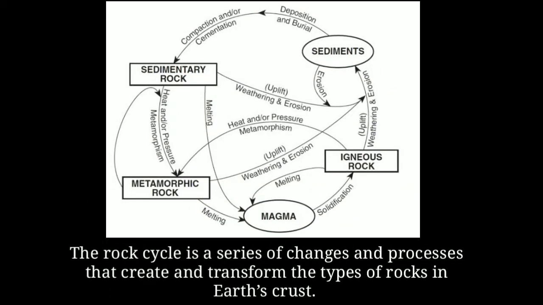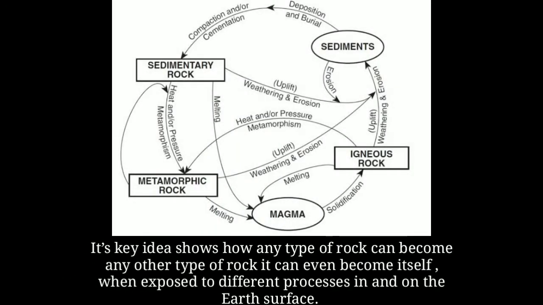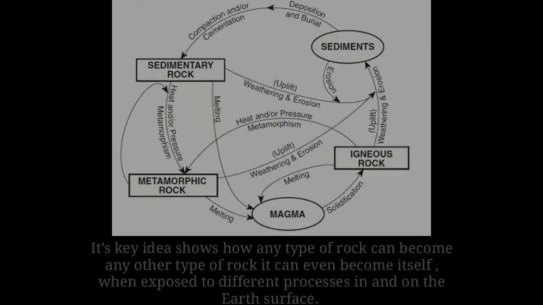The rock cycle is a series of changes and processes that create and transform the types of rocks in Earth's crust. Its key idea shows how any type of rock can become any other type of rock. It can even become itself when exposed to different processes in and on the Earth's surface.